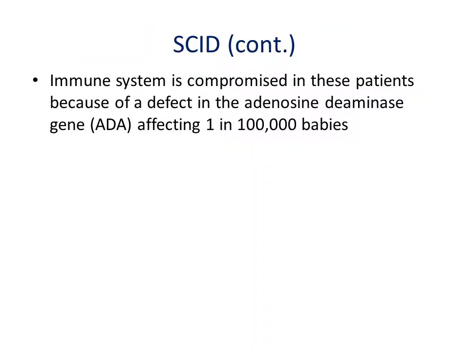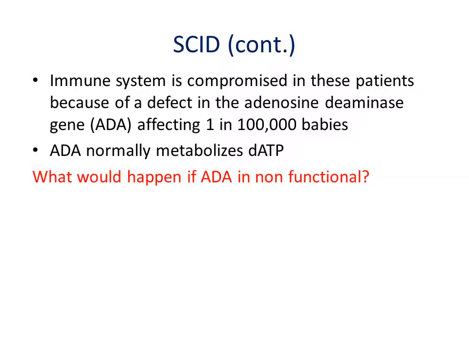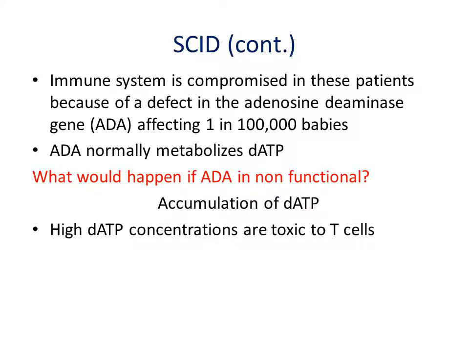For patients suffering from this immunodeficiency, we know that their immune system is highly compromised, and this is due to the fact that they have a defect in just a single gene, the ADA gene, adenosine deaminase. What ADA normally does is it's able to metabolize dATP. So if it is a non-functional gene, we accumulate massive amounts of dATP. We know that high concentrations of dATP are toxic to T cells.